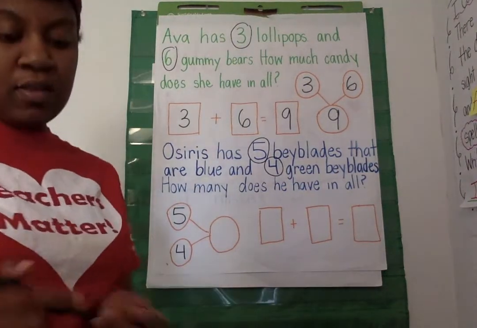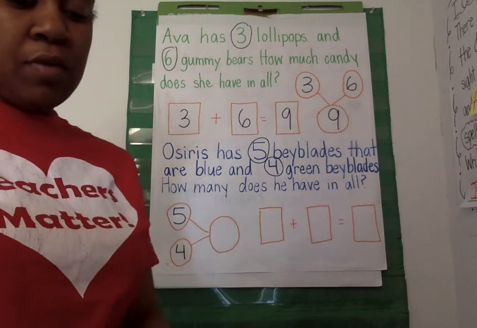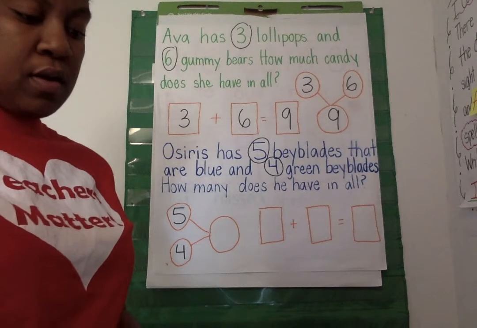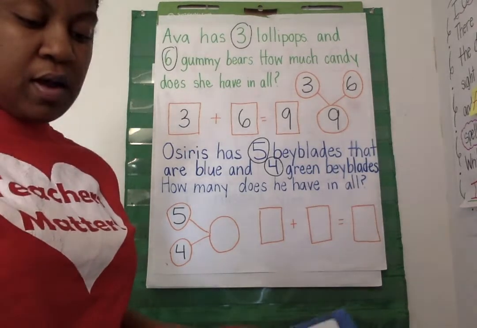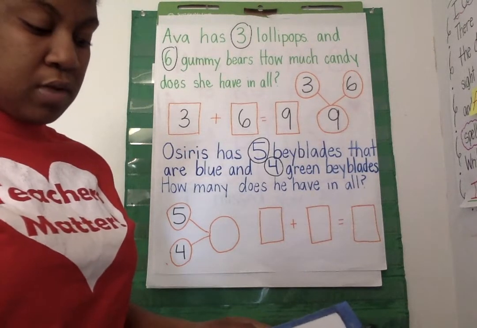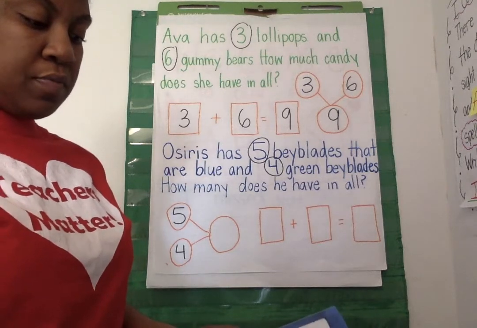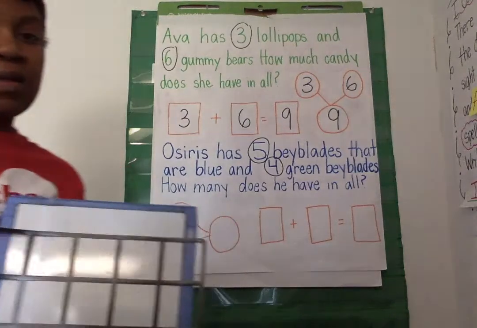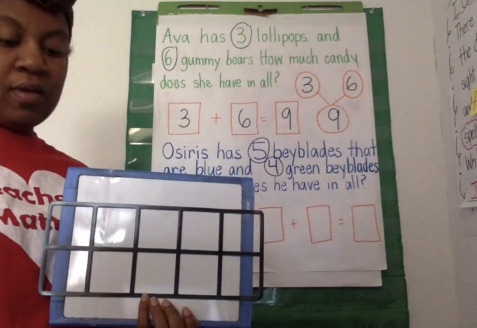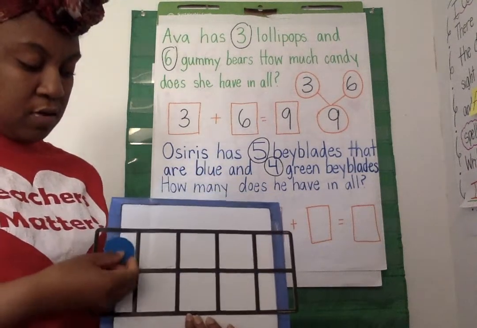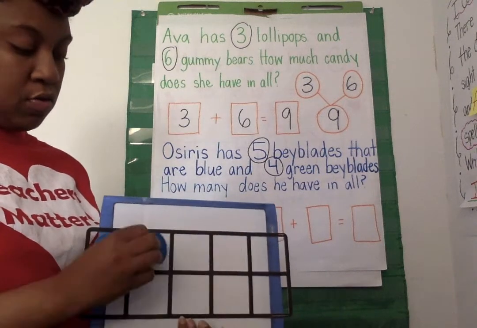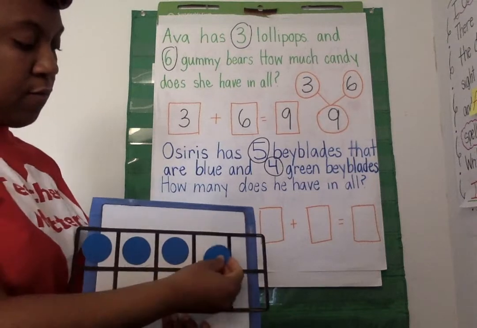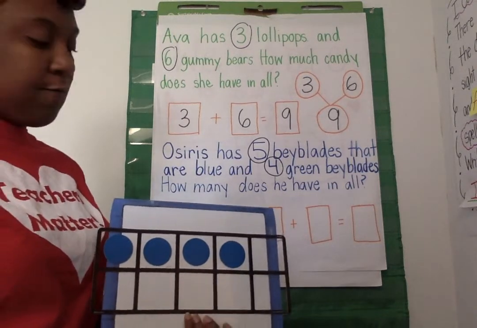Let's use our 10 frame to help us out. We have to figure out how many he has all together. So that's what we're going to do. I'm going to use the colors so that they work. How many Beyblades did he have that were blue again? He had 5. So let's do that. 1, 2, 3, 4, 5.